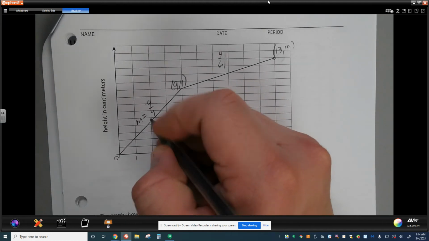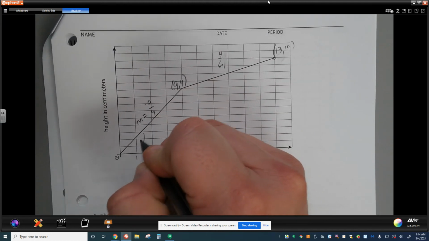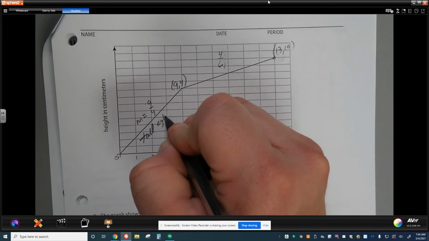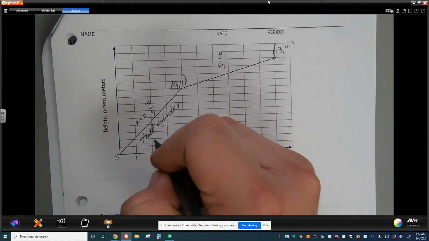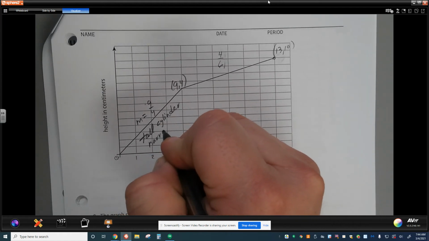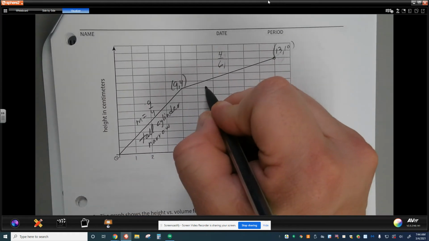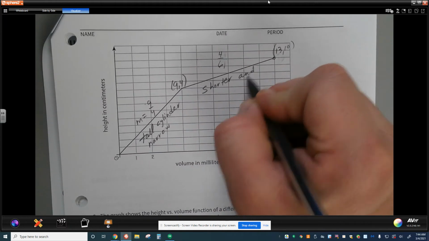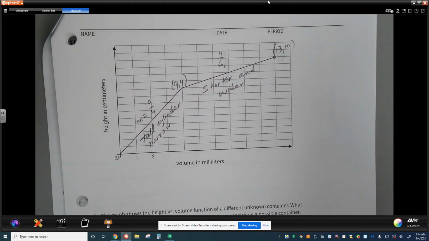And so what we see on this one is a tall cylinder, kind of tall and narrow. And this one we see as shorter and wider. The reason for that is because the volume is increasing at a much slower rate and the height is also increasing at a much slower rate.